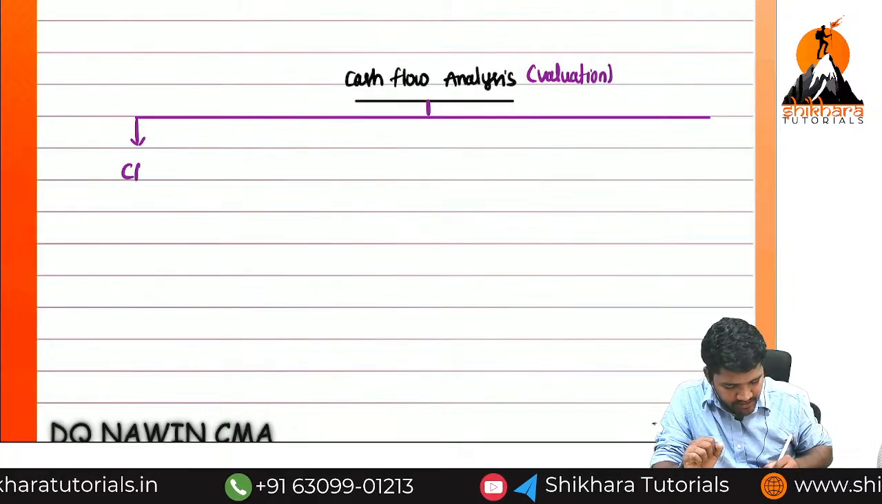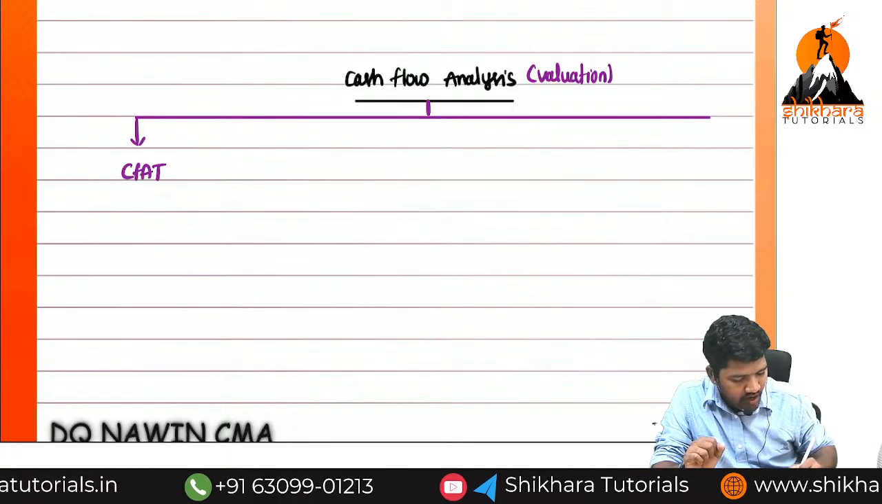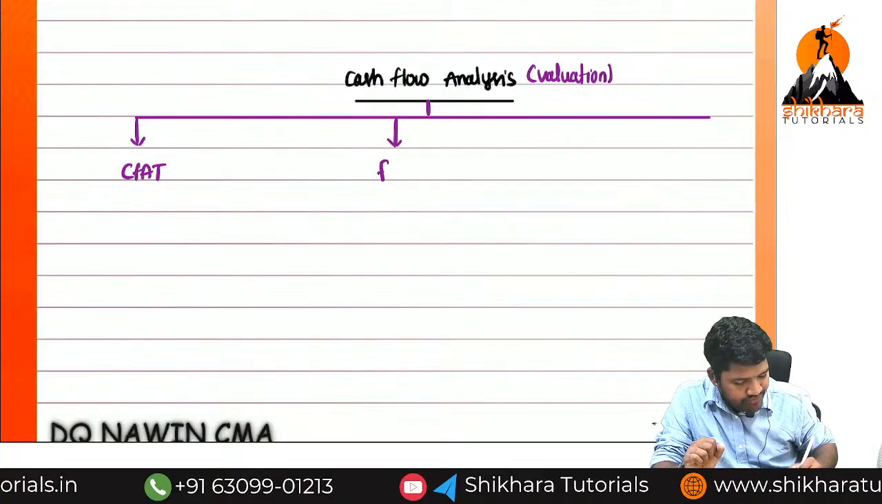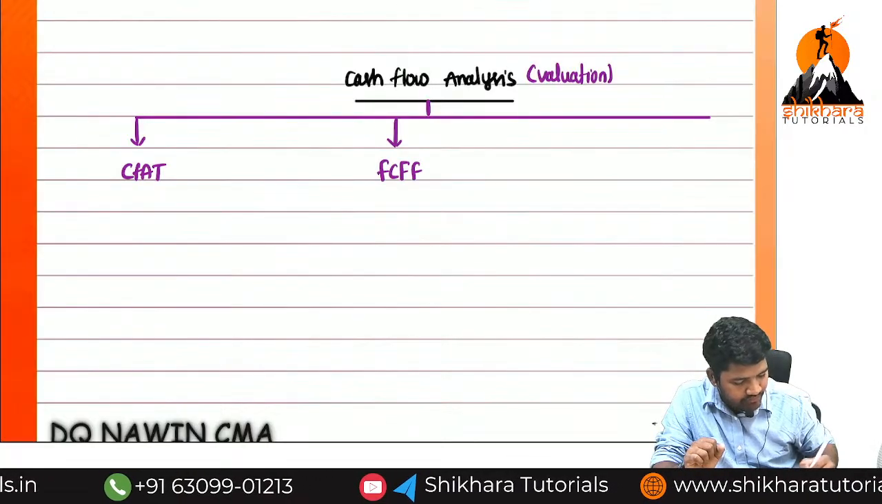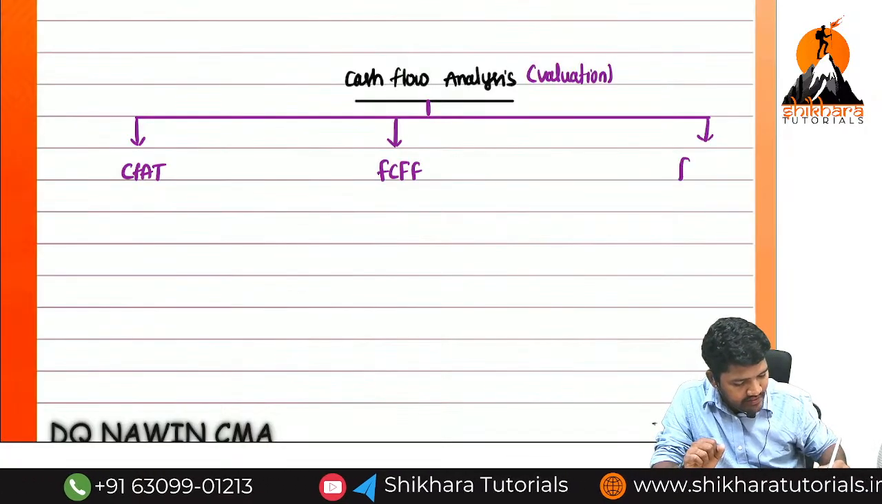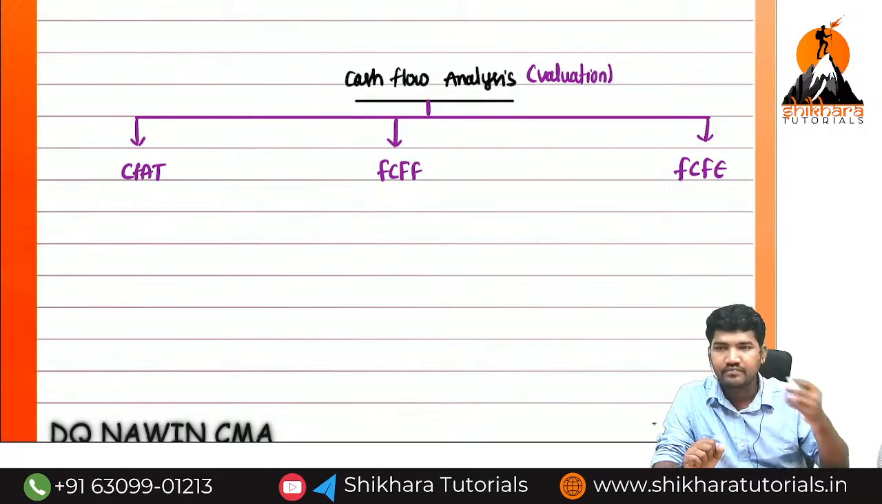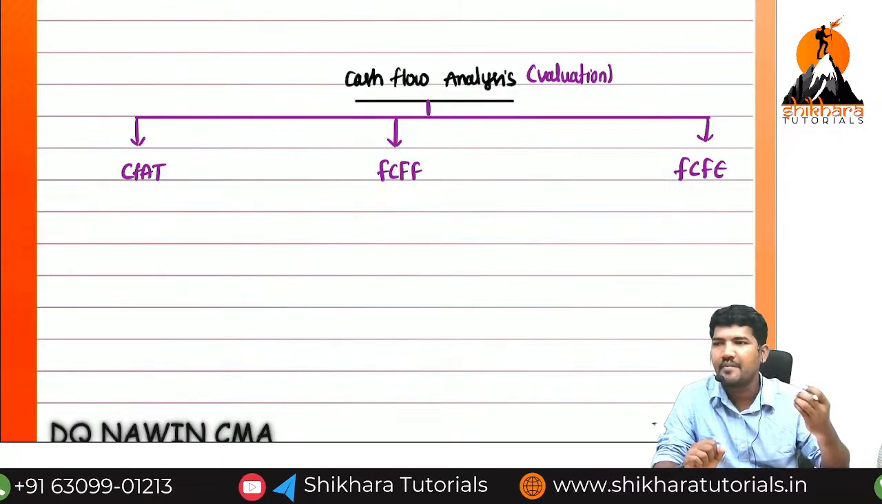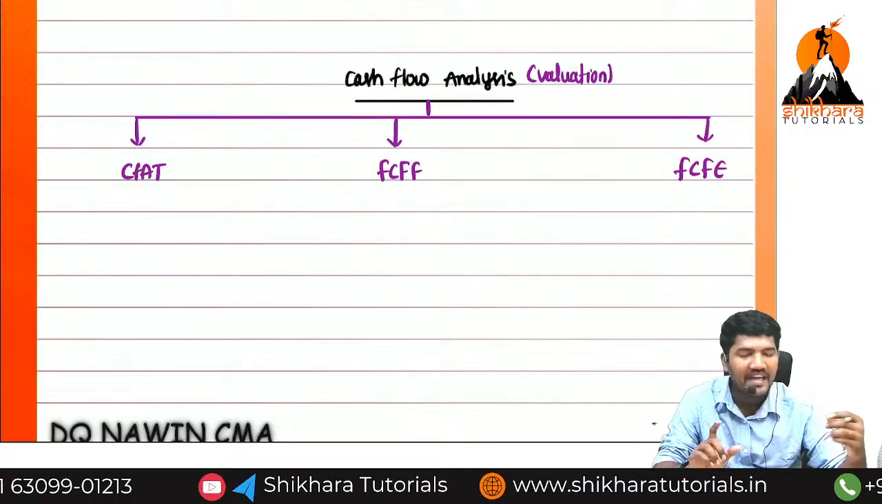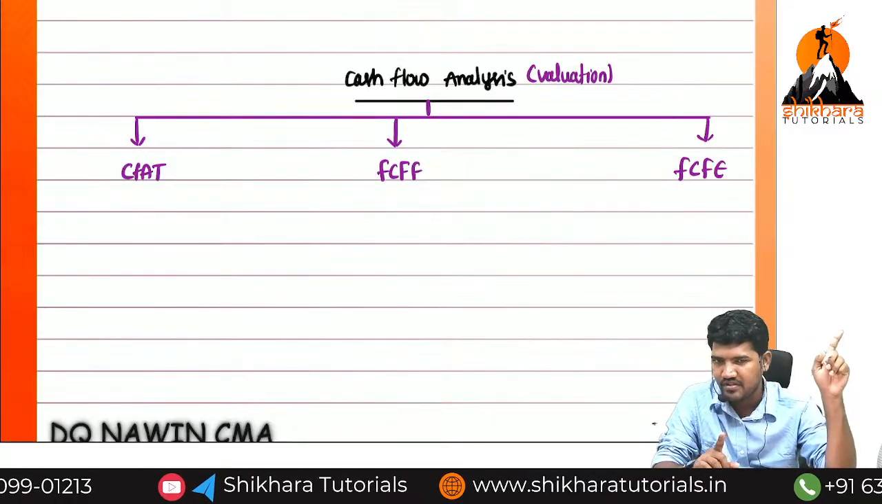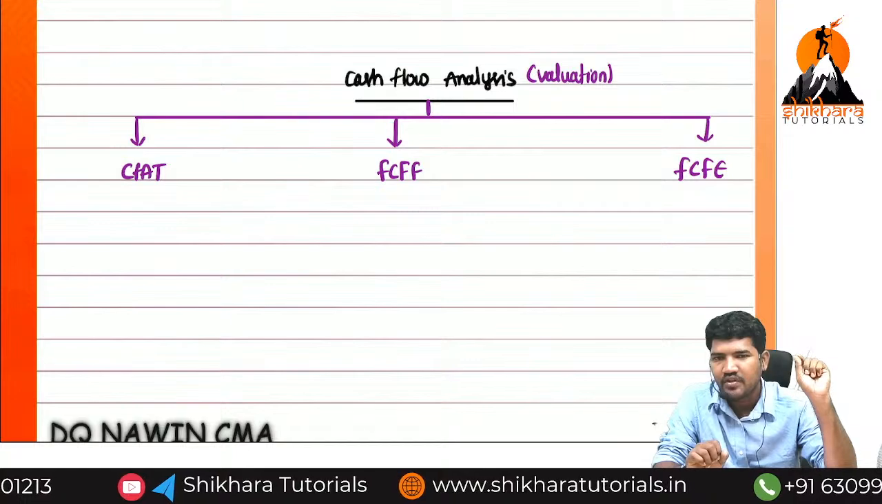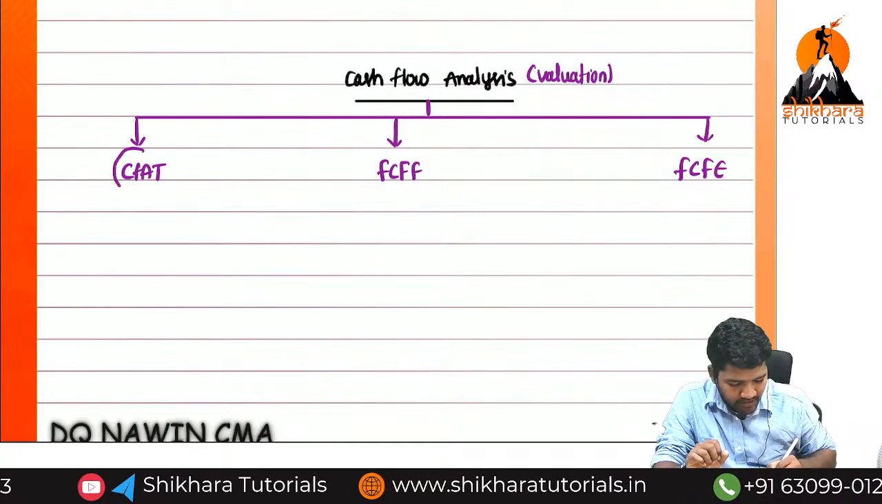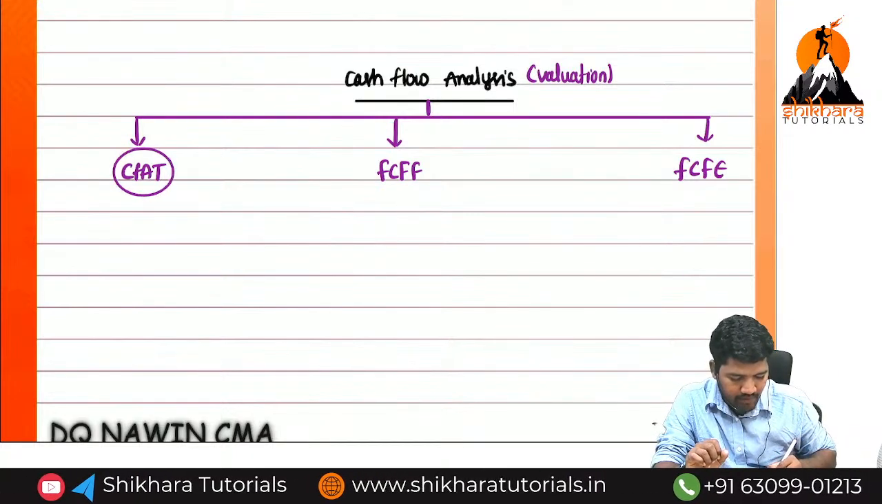One is CFAT. Another one is FCFF. Another one is FCFE. Are you clear, sir? These three elements are very, very important. The calculation part I will show in chapter 6. Just understand the meanings.